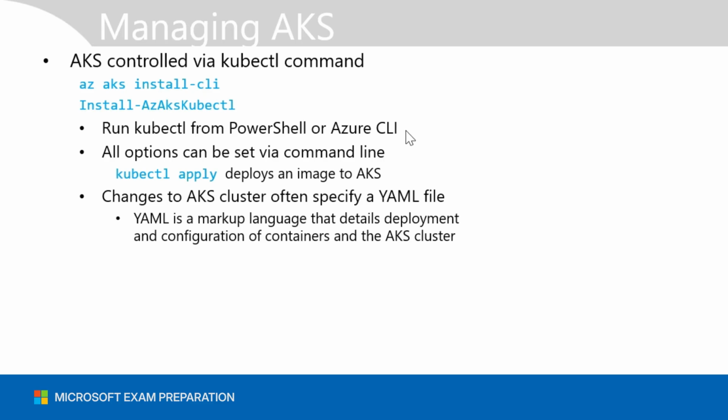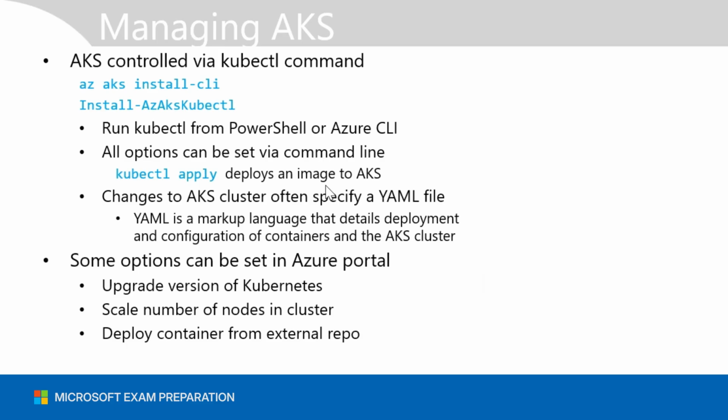You're not responsible for all the details of that particular command, although there's one thing that you should know: if you want to deploy an image to AKS, the kubectl apply command is the command where you specify the name of the image, and it uploads the image and loads it into your pods and runs it in your cluster. Other changes to AKS clusters are often specified in a YAML file. YAML is just a specific text-based markup language that describes how to do deployments in AKS clusters. They're used a lot with Docker containers as well. The details of YAML commands you're not responsible for on your exam.